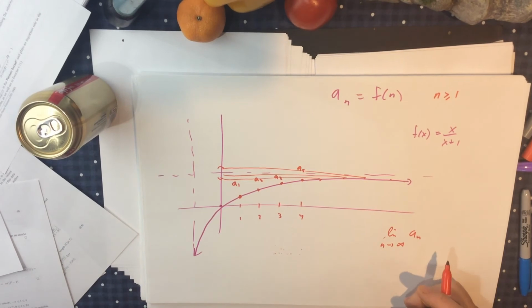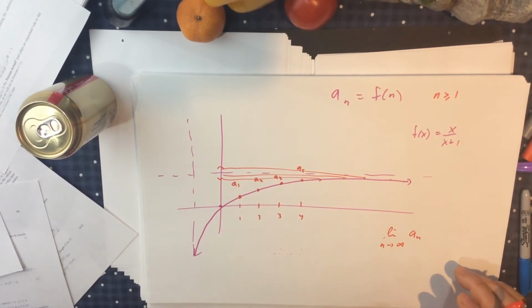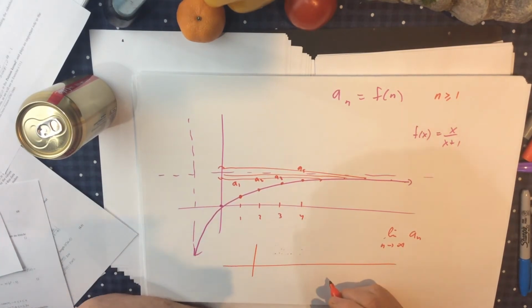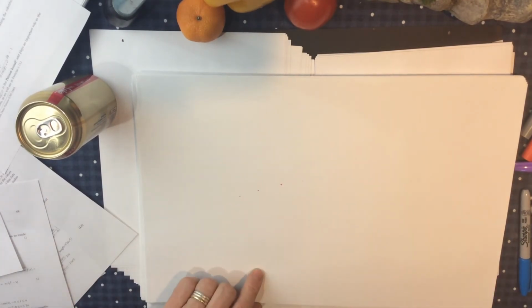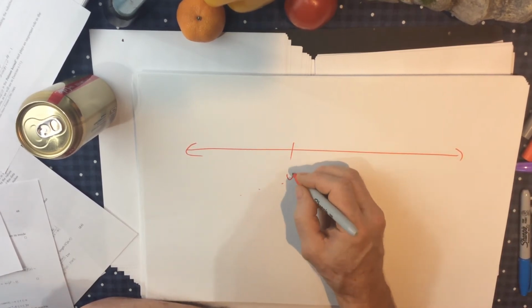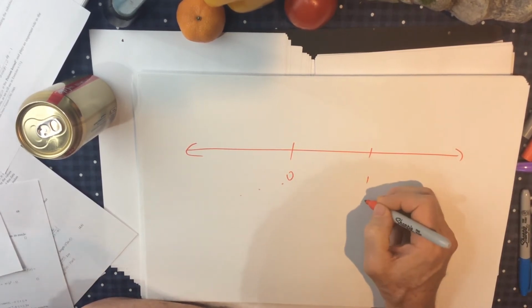So let me give you a function that is misbehaved. Ready? I'm not going to put it on the xy plane. I'll just put it on the real line. So I'm going to tell you how this function goes. It's going to go 0, 1.